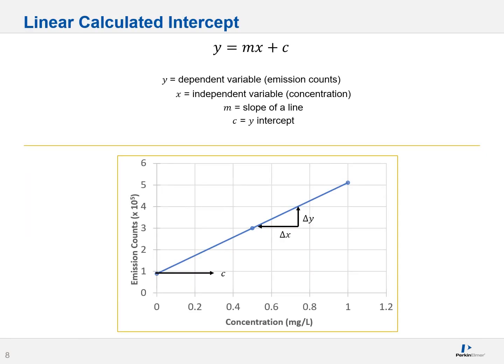Let's talk about something called linear calculated intercept. Now, a linear calculated intercept is your basic regression curve. It follows the formula y equals mx plus c, where y is a dependent variable, in this case counts on my y-axis, x is my independent variable, or my concentration on the x-axis, m is the slope of the line, and c is the y-intercept. Can you see it? You may want to pause the video and just take a look.